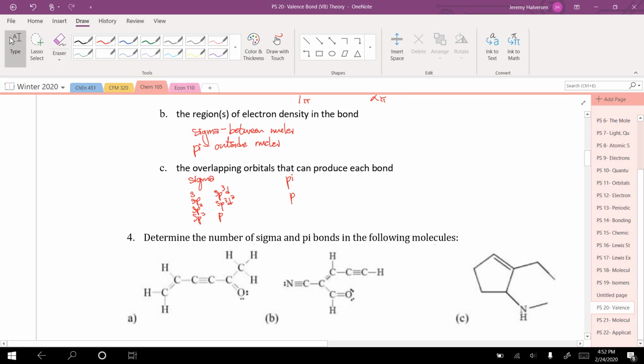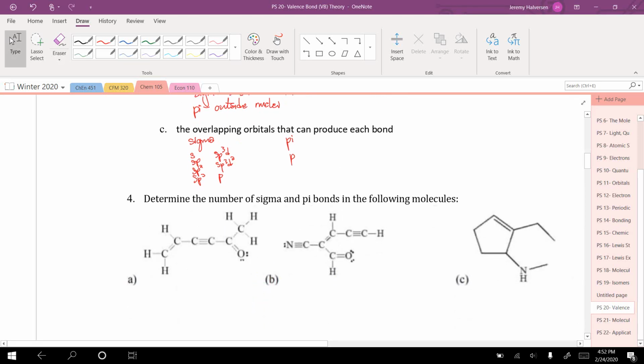All right, determine the number of sigma and pi bonds in the following molecules. All right, this will be fun. So I'm going to use red to mark every sigma. So I'm just going to cross the bond when I count it. So remember, if I have a double bond, that's 1 sigma and 1 pi. Triple, 1 sigma and 2 pi's. So sigmas 1, 2, 3, 4, 5, 6, 7, 8, 9, 10, 11, 12. Awesome. So 12 sigma. And I'm going to use purple for pi. 1, 2, 3, 4 pi.